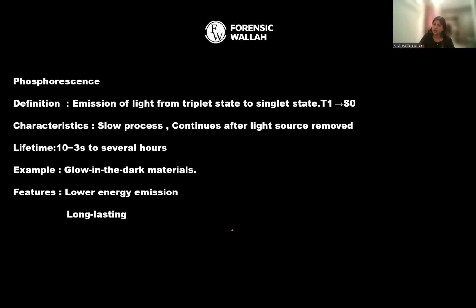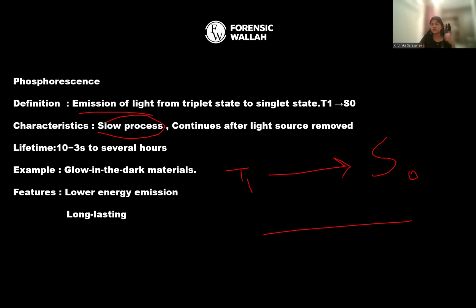Phosphorescence is similar to fluorescence. The only thing is that the emission of light takes place from the triplet state, that is T1, and it goes to the singlet ground state, that is S0. So phosphorescence is a very slow process. Fluorescence was a very fast process, and phosphorescence is a very slow process, and it continues even after the light source is removed.